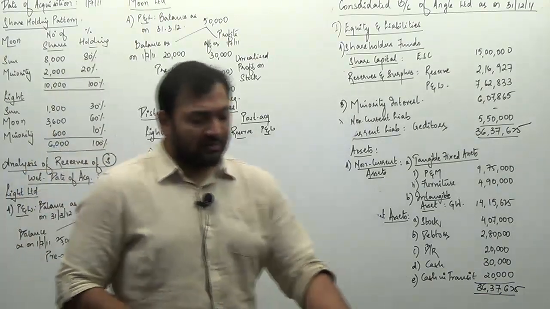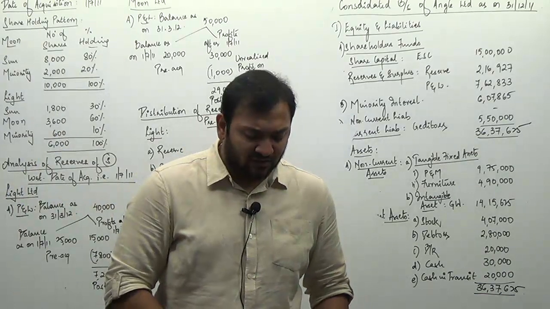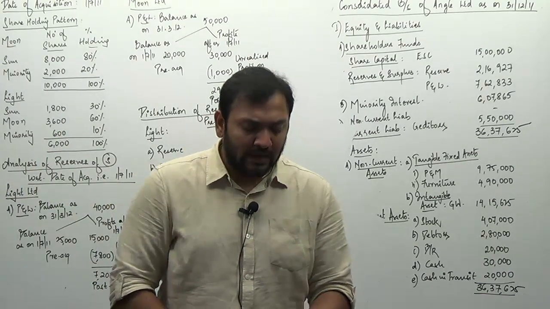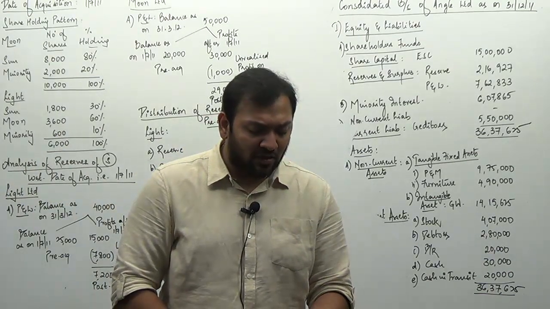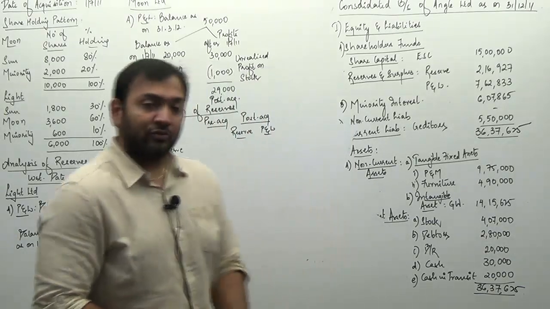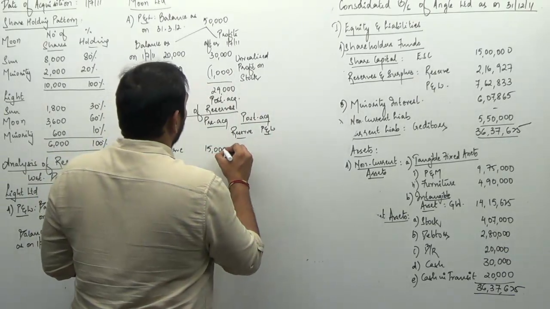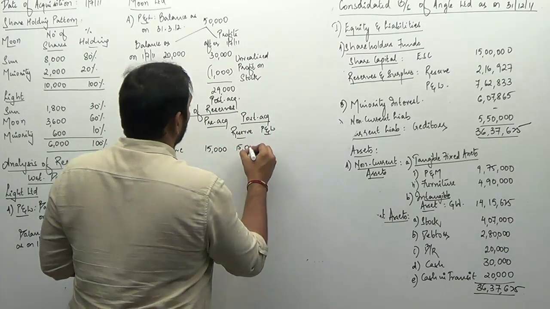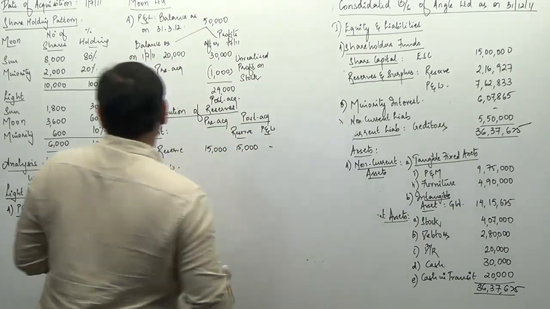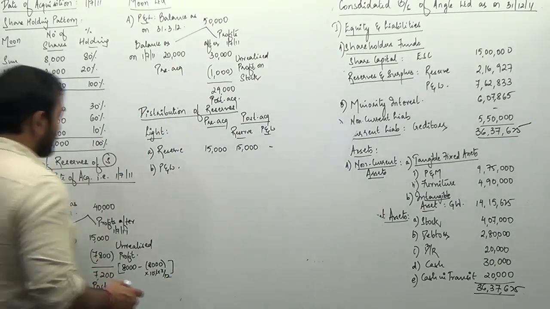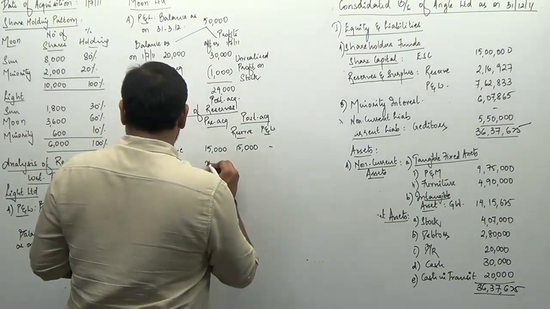Check the reserve for Light Limited. Light Limited reserve as on 1st July is 15. Light Limited reserve on 31st March is 30. So 15,000 is pre-acquisition, 15,000 is post-acquisition. P&L we just analyzed. Light Limited 25,000 pre, 7,200 post.